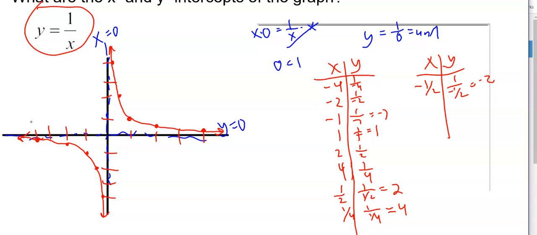This is the parent graph. I want you to know this graph. We'll get to problems where it'll help you to know it. You just kind of know this graph. I don't need you to know every point.